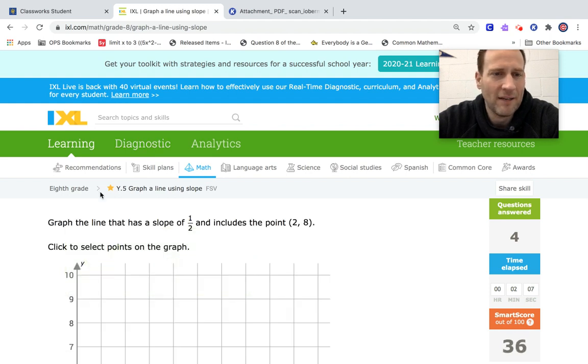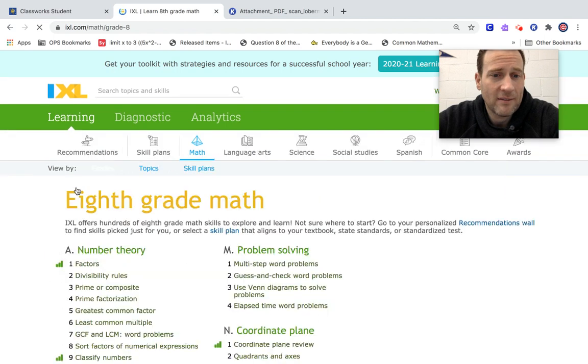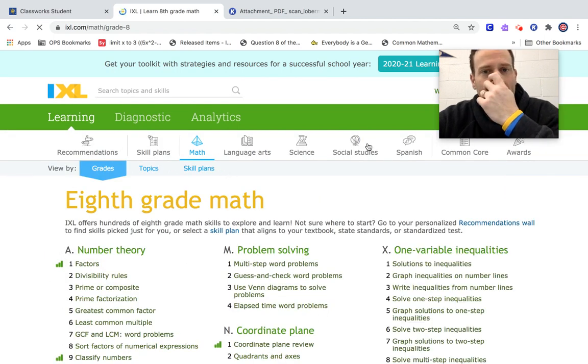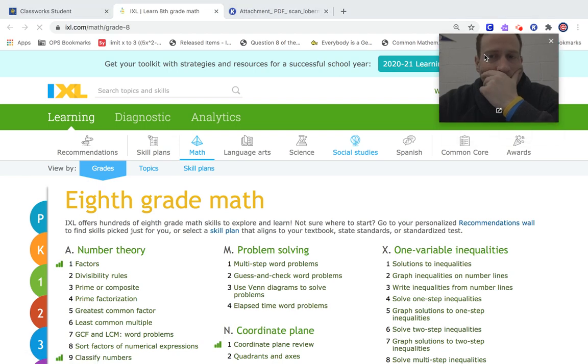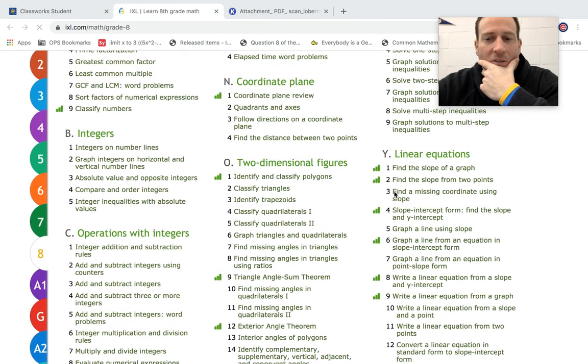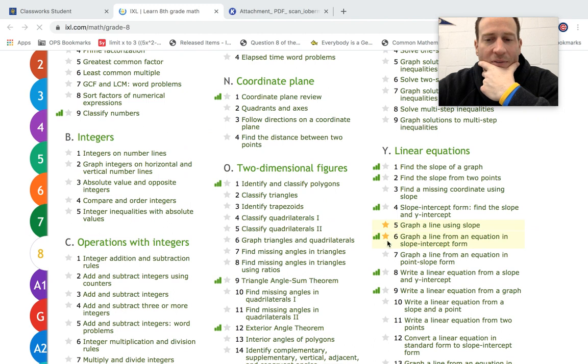Okay, so that's y5. The other one here that we're going to look at is y6. And I apologize, this is running a little slow for us. Y6 is the other one that's starred here for you.